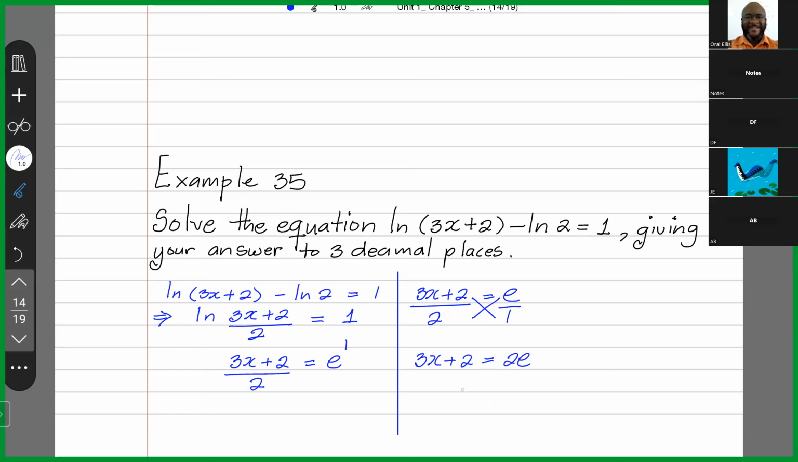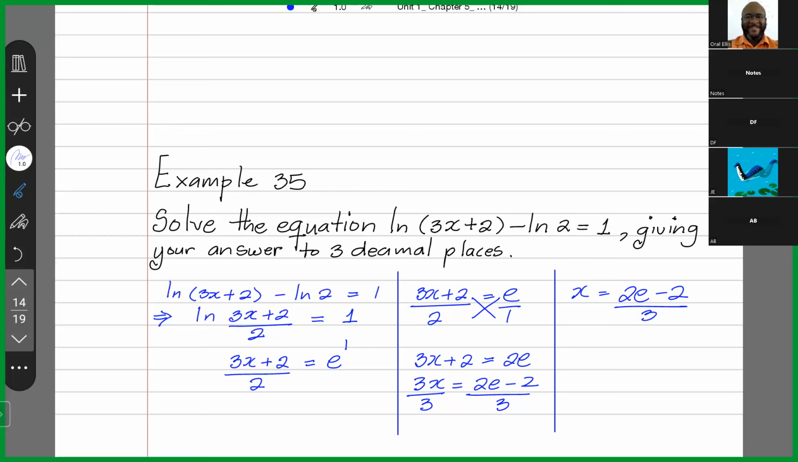Positive 2 on the left goes over to the right and becomes negative. So 3x is equal to 2e minus 2. Then if I divide both sides by 3, I'm going to get that x is equal to (2e - 2) over 3.